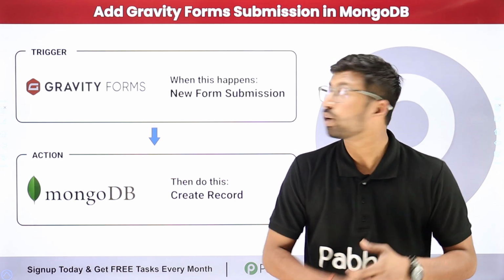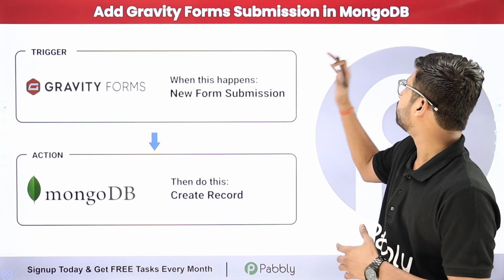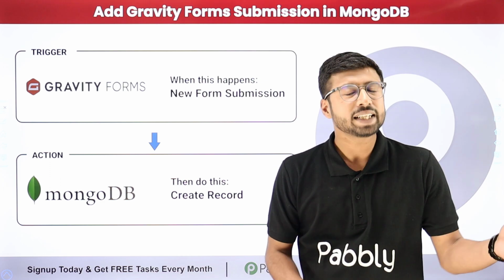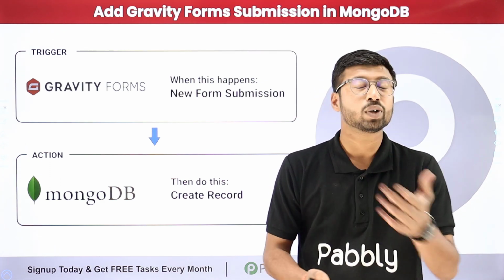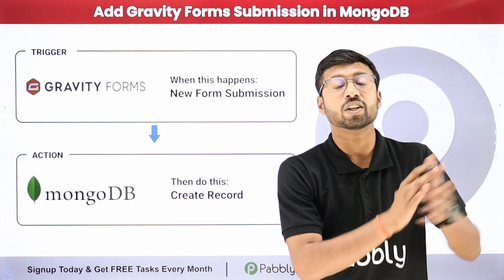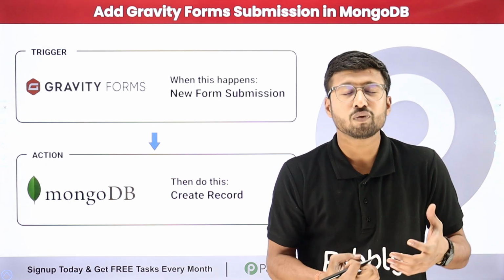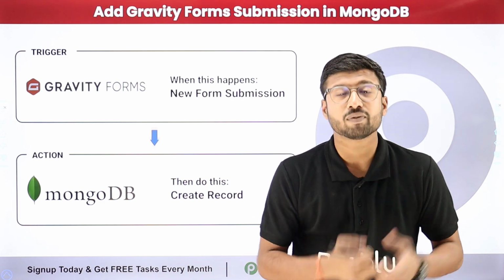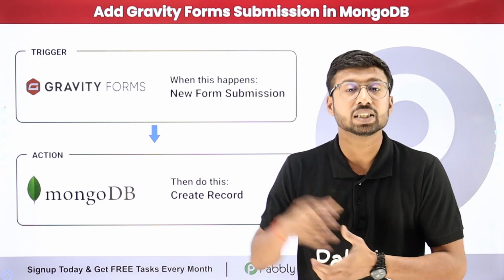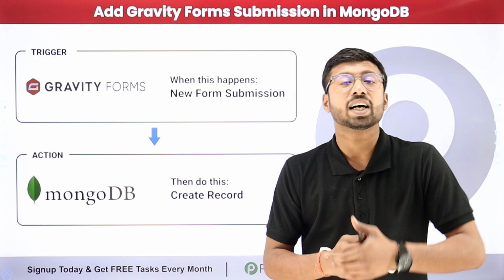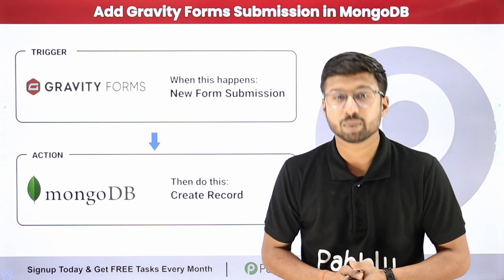So in this video, we are going to learn how to add Gravity Forms submissions in MongoDB. Let's say you own a real estate business and to get some real estate leads, you have created an online form using Gravity Forms. Now you want that whenever you receive a new form submission, a new response using Gravity Forms, you add the form responses in MongoDB so you can use that data in your database or some other platform as well.